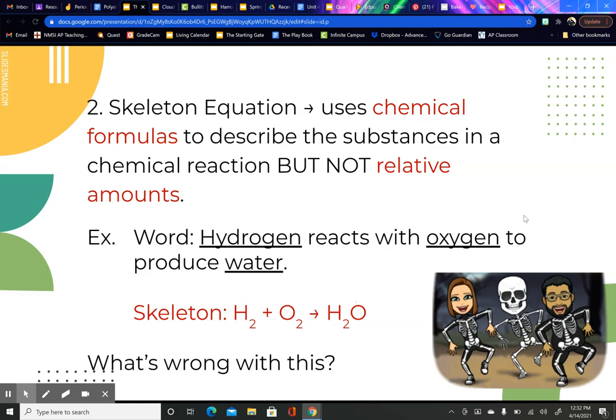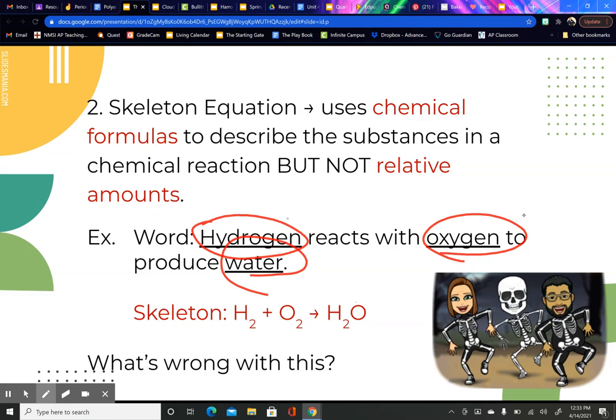So if you look at my example here on the screen, I had the words hydrogen reacts with oxygen to produce water. Hydrogen reacts with oxygen and water comes out. So I know that's the gist of the reaction. And if I take those and I put them into formulas of chemicals, then I can get closer to knowing exactly what happens in this reaction.